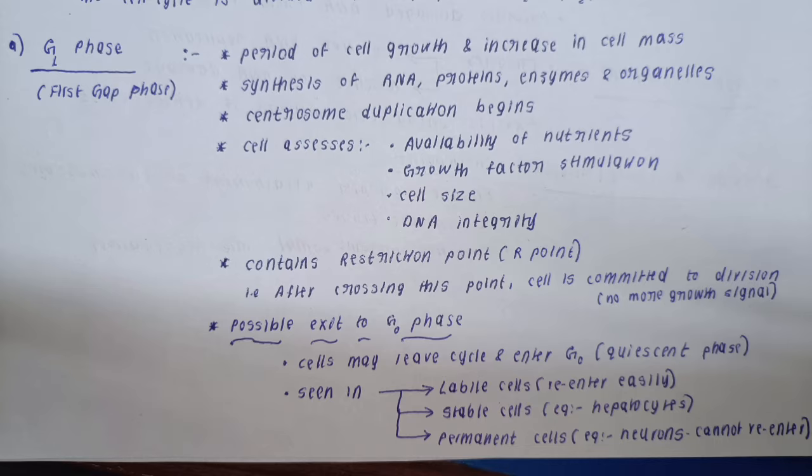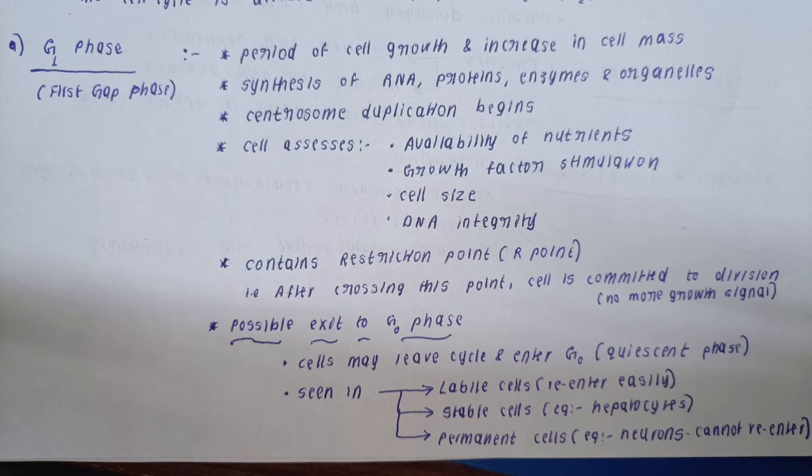What is the restriction point? Basically, in order for a cell to commit to division, before initiating, there is a requirement of growth signal. Once it crosses the restriction point, it does not require any more growth signal, and it is committed to division.